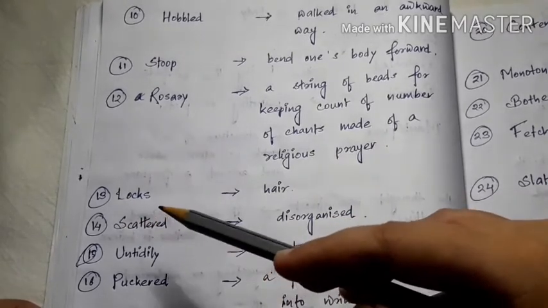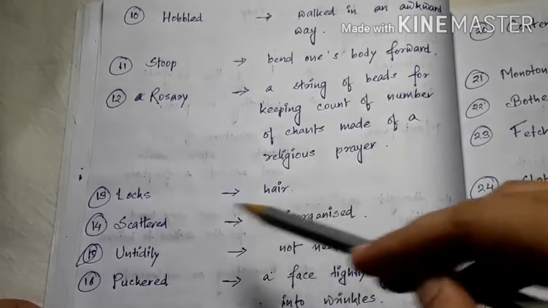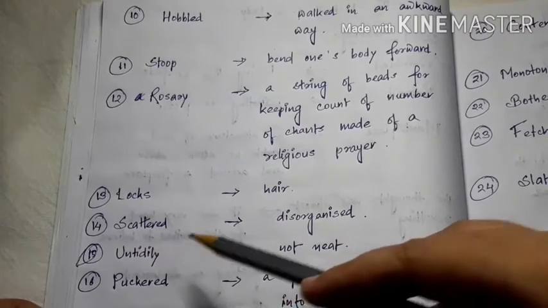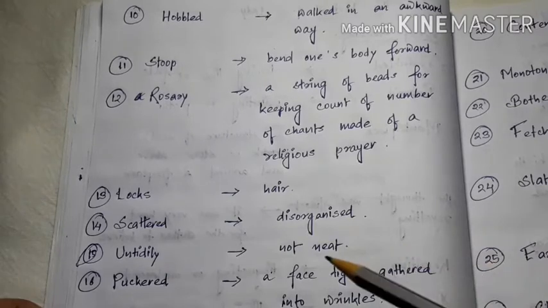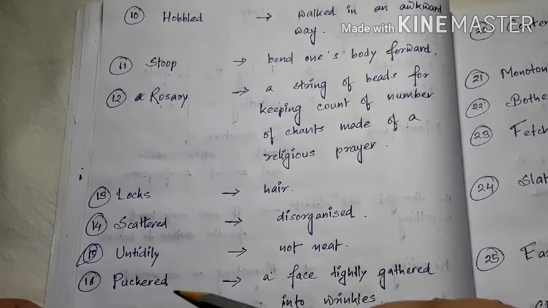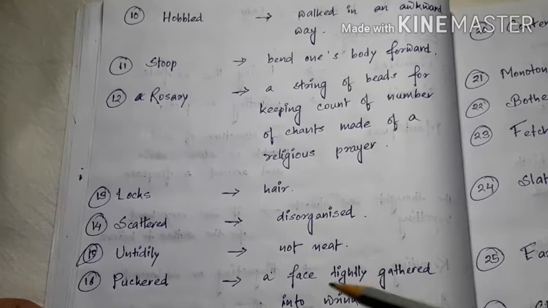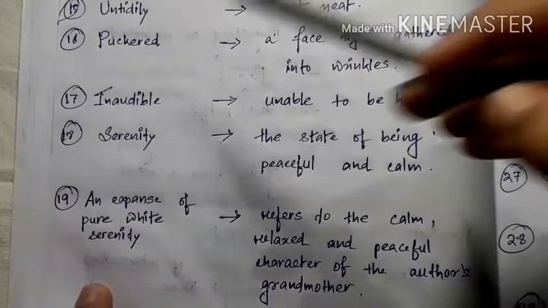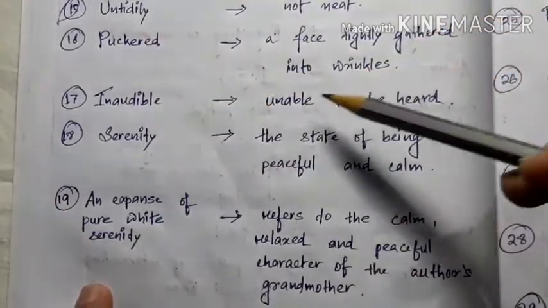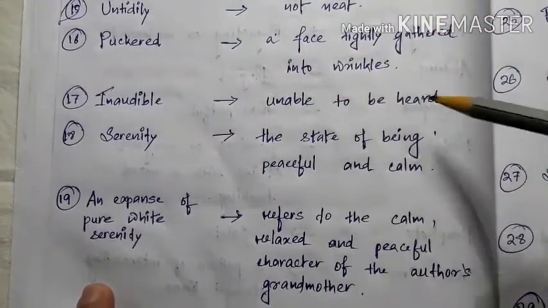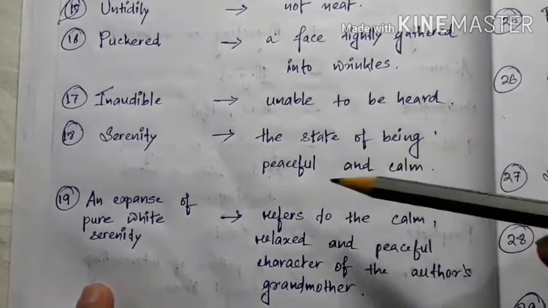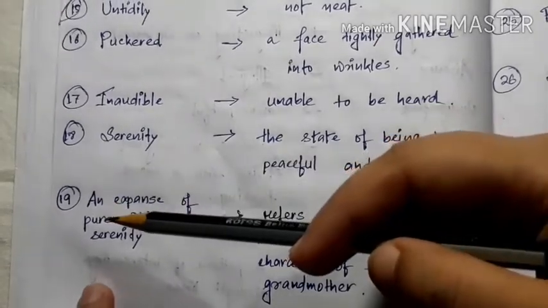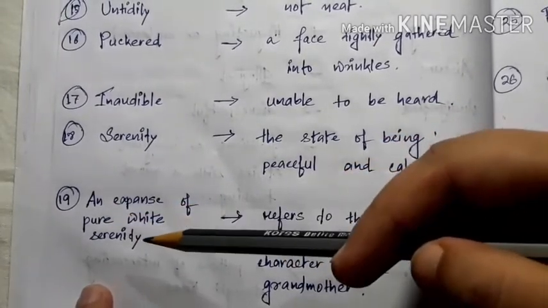Number 13, locks, here meaning hair. Number 14, scattered, meaning disorganized. Number 15, untidily, meaning not neat. Number 16, puckered, meaning a face tightly gathered into wrinkles. Number 17, inaudible, meaning unable to be heard. Number 18, serenity, meaning the state of being peaceful and calm. Number 19, an expanse of pure white serenity.